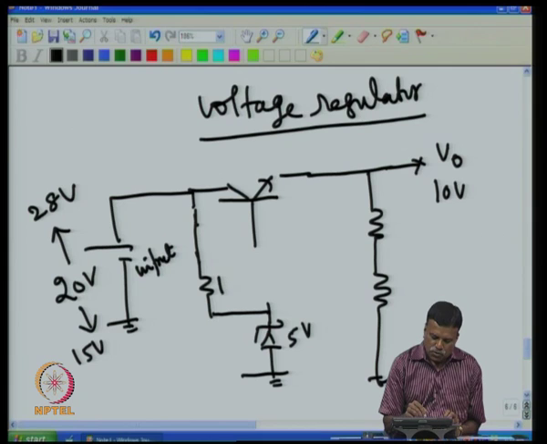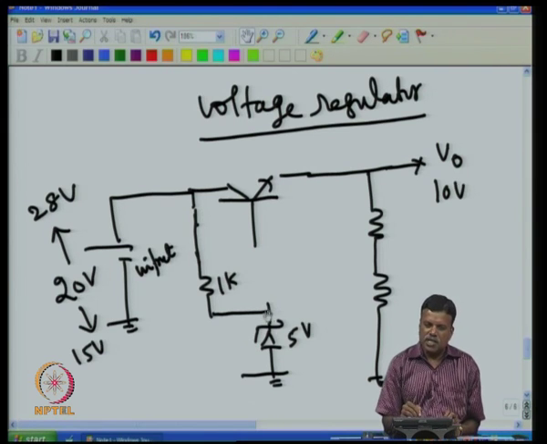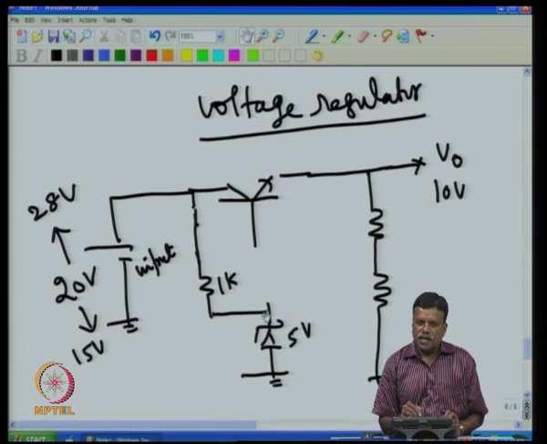So, if I take this as 1K, then I know that when this is 15 volt, this will be 5, and then 10 milliampere current will be going, that means 10 milliampere anyway gives 5 volt. So, the voltage across this will be 10, and that will ensure 10 milliampere current even in the worst case. Of course, if the voltage goes to 28, more current will go, there is no harm, the Zener voltage will slightly increase to a little more than 5, and at this point of time we take it as only 5.